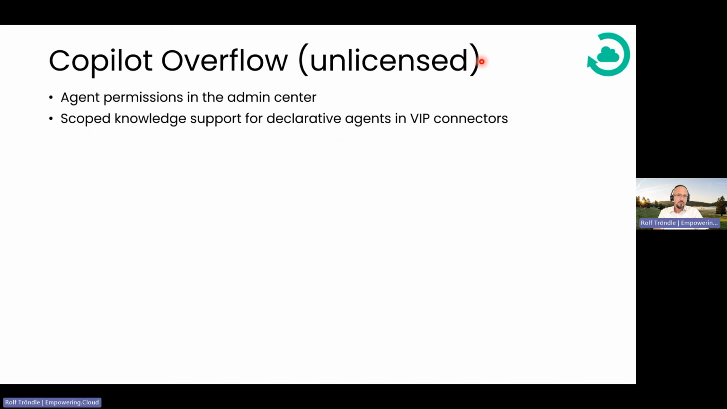Some overflow changes for unlicensed is the agent permissions in the admin center. Actually, that's a repetition of a change from last month. And then scope knowledge support for declarative agents in VIP connectors like Jira or so.